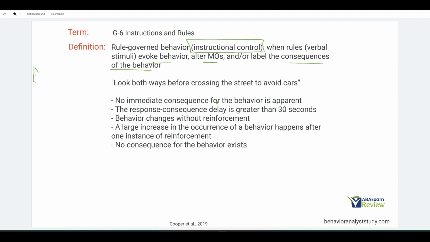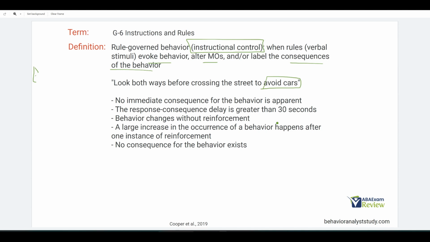Okay. So if we're trying to avoid getting hit by a car, we never have to get hit by a car in our life to still follow this rule. So no immediate consequence might be available, especially if a car isn't coming, but we still are going to do it to avoid those cars. The response consequence delay is greater than 30 seconds. So again, really emphasizing the time between doing the behavior and the consequence is long.